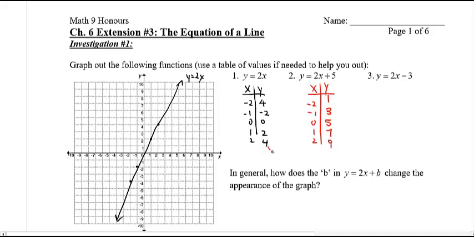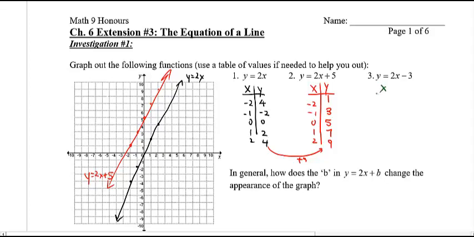Do you see how it's just these values, and I'm going to add 5 to them anyways? Right? Because I'm just doing the same equation but plus 5. So let's do that. Negative 2, 1. Negative 1, 3. 0, 5. 1, 7. 2, 9. Here we go. There's my equation. Y equals 2x plus 5.